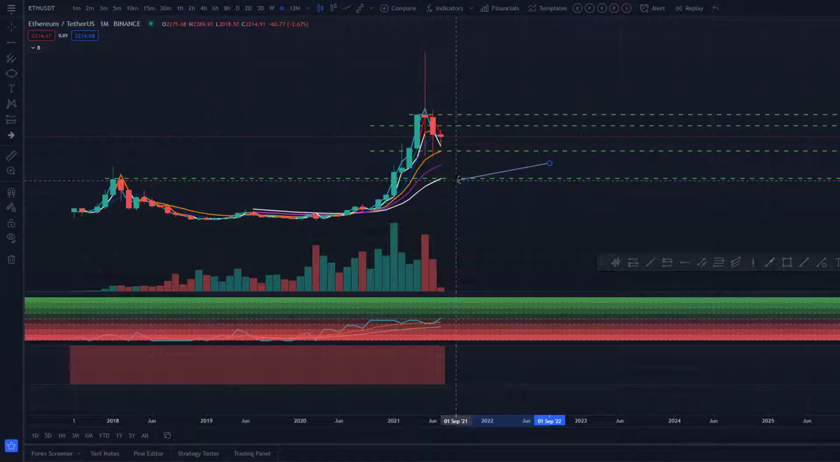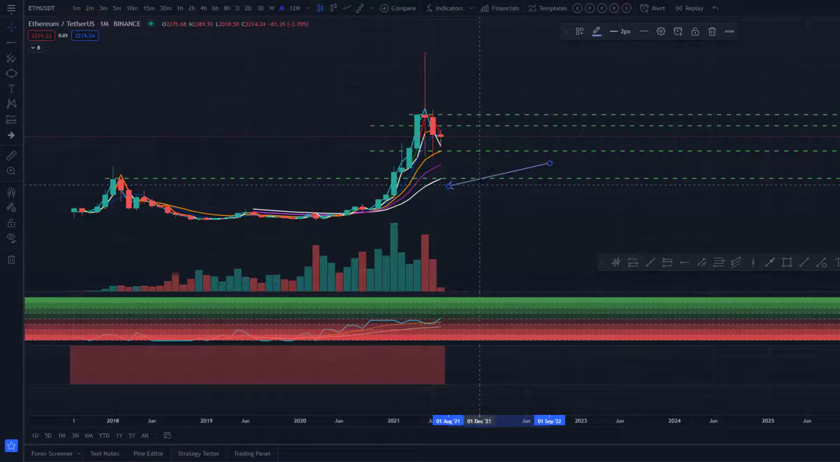That's really what I'm looking for on a long-term basis. That's why I have pretty much limit orders all through this area. Let's go to the weekly time frame.